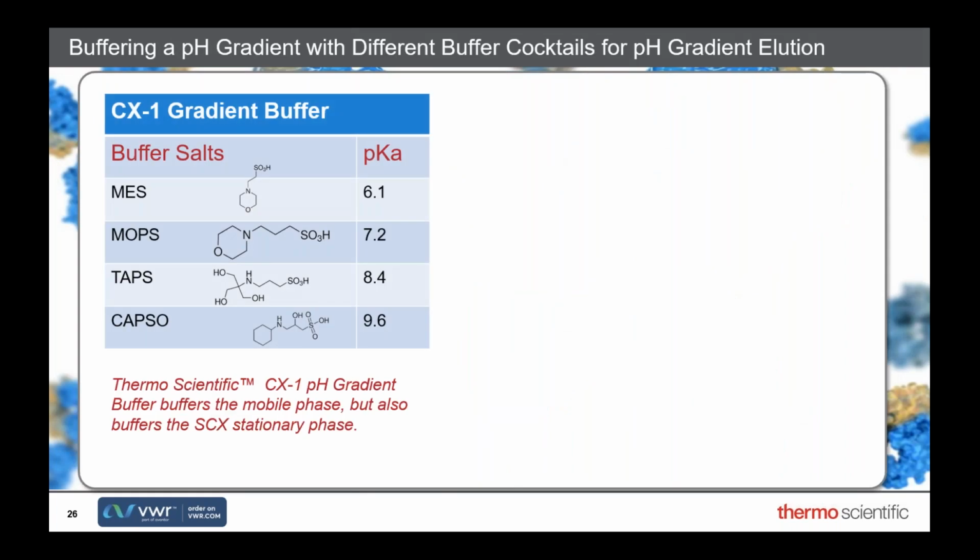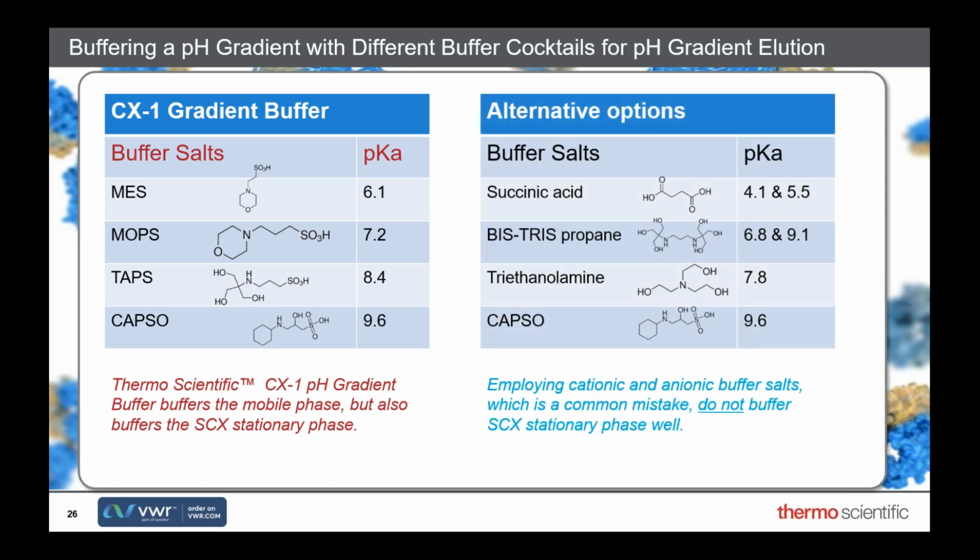So now we're going to look a bit more closely at the buffers. So looking at buffers for pH gradient elution, the pH must be controlled over a wide range, and so several buffers must be combined to cover the required pH range. Thermo Scientific CX1 buffers are made up from neutral buffers that interact right up to the column surface. On the right-hand side, we show some alternatives. Between them, they do cover most of the pH range with some small gaps, and we'll be comparing them to the CX1 buffers in the next few slides.